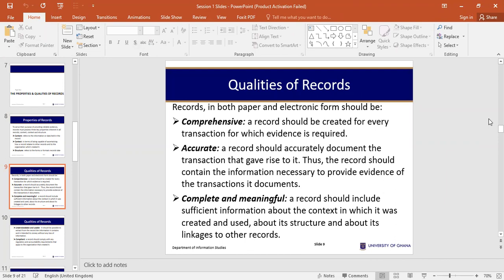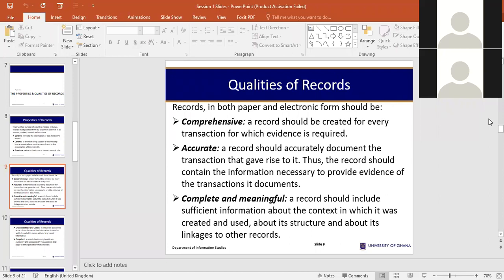So records come in all forms and formats, but they all contain information relating to an activity and recorded for the sake of what we normally refer to as reference. So a record must be comprehensive. It should be created for every transaction for which evidence is required so that it will capture the essence of the transaction. Accurate: a record should accurately document the transaction that gave rise to it. Thus, the record should contain the information necessary to provide evidence of the transactions it documents.